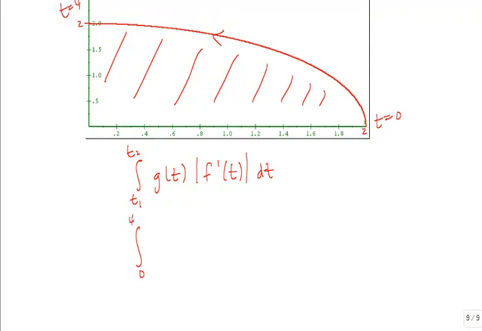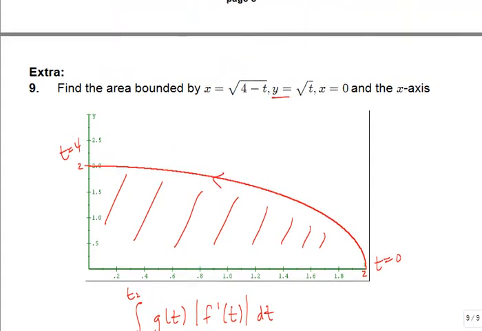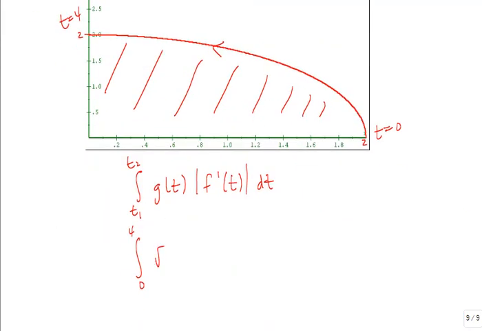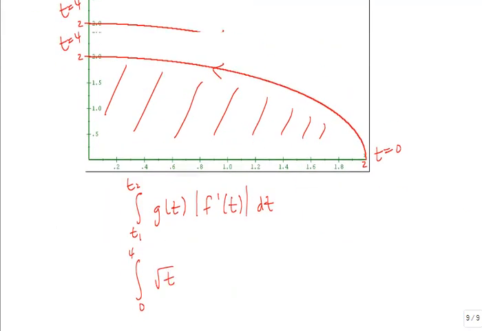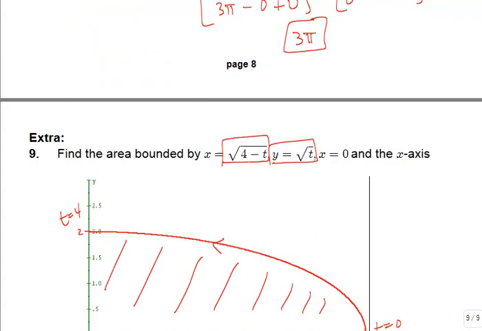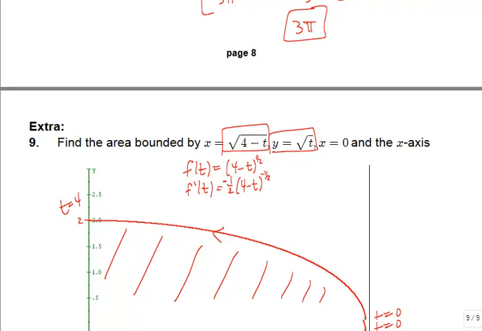Our g function, which is our y, is this one. So it's this square root of t. And our f function is this one right here. So if f of t, or our x, is 4 minus t to the 1/2, then f prime of t, when I bring down the 1/2, subtract 1 from the power, it becomes a negative 1/2. And don't forget to multiply by the derivative of what's inside, which will be a negative 1. So there'll be a minus in front of that 1/2. So that's what's going to go in my absolute values.